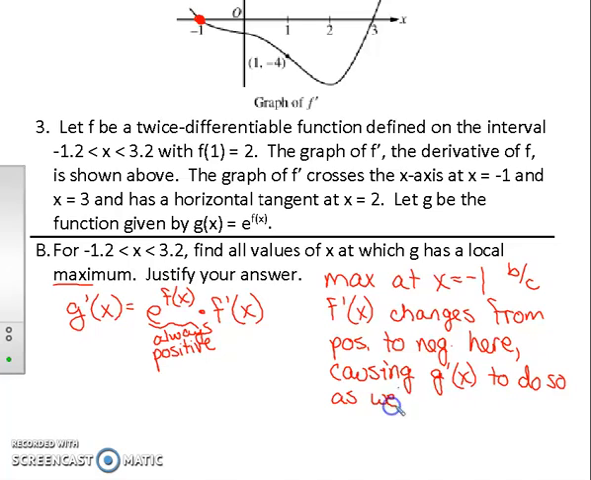So you got 1 point for identifying that it would be at x equals -1, and then you got 1 point for the justification for y. You did actually have to write words as part of your justification.